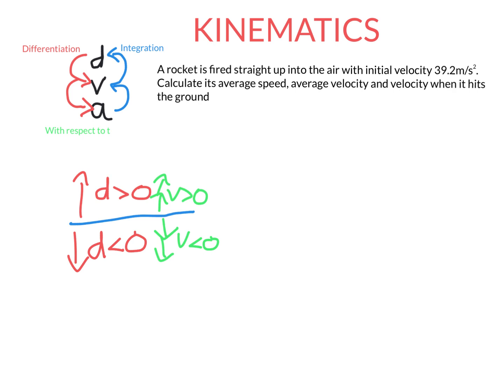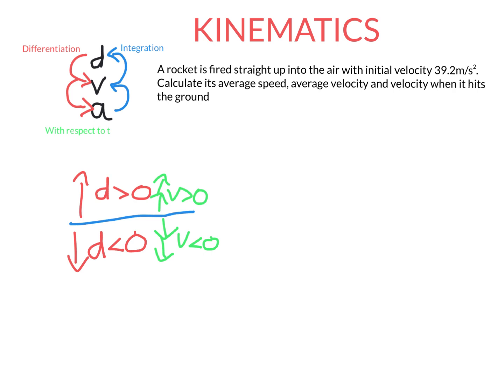So if the acceleration's positive, it means that the velocity is increasing, and if the acceleration's negative, it means that the velocity is decreasing. The link between the three can be shown here. If you differentiate displacement, you get velocity. That's because velocity is the rate of change of displacement with respect to time. Similarly, the derivative of velocity is acceleration, because acceleration is the rate of change of velocity with respect to time. If you want to go the other way, you integrate. So to go from acceleration to velocity, you integrate. To go from velocity to displacement, you integrate again.